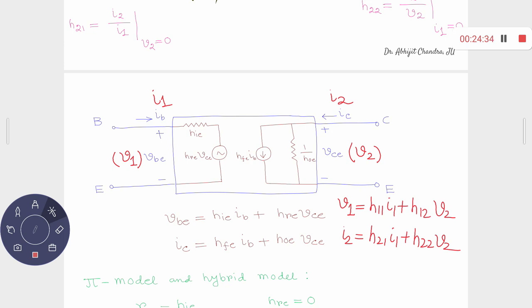Now, how can I represent this HOEVCE? Can I represent this by means of a voltage-dependent voltage source or not? Is it required? Can I represent it in terms of a voltage-dependent voltage source or a voltage-dependent current source, like what you did last time? For HRE, I used a voltage dependent voltage source. So can I use a voltage dependent current source here? Yes or no? Remember, between these two points, suppose I have connected some voltage dependent current source equal to HOEVCE.